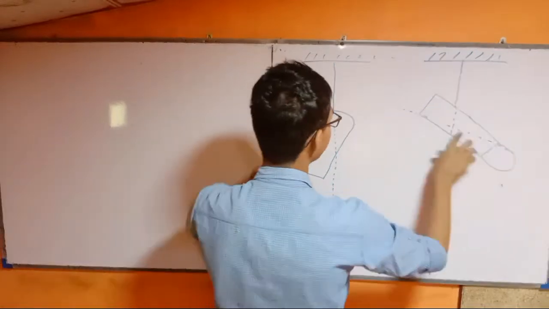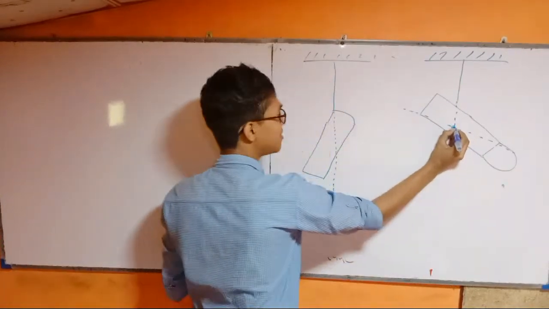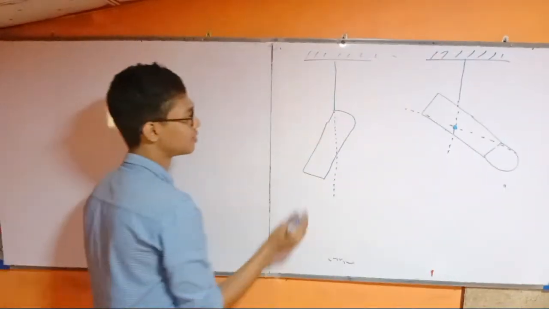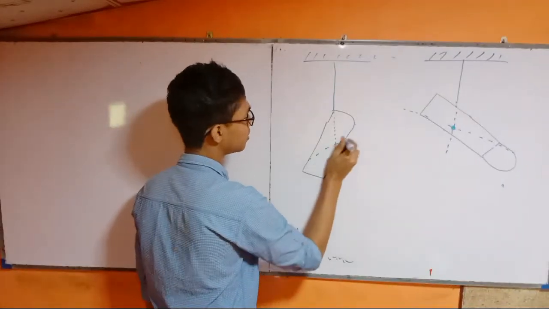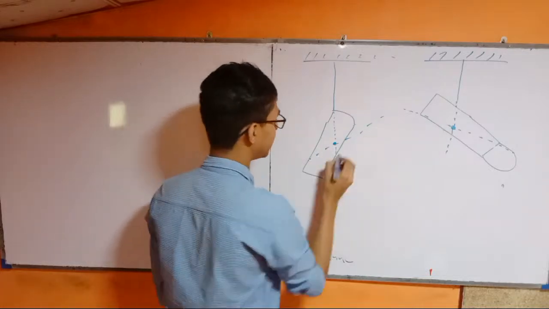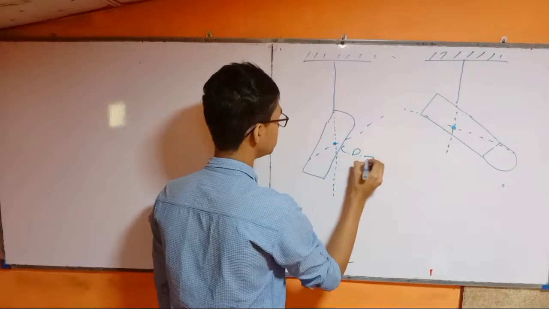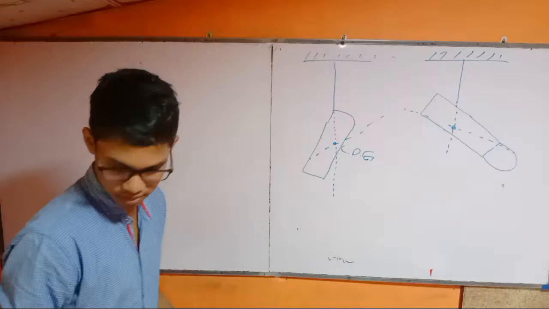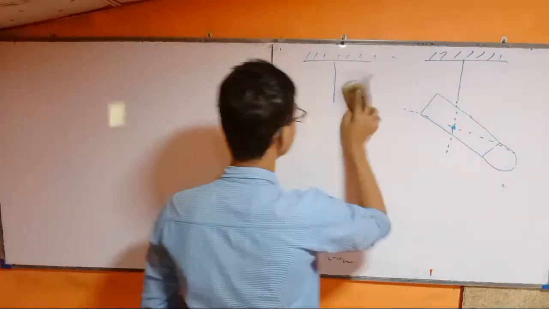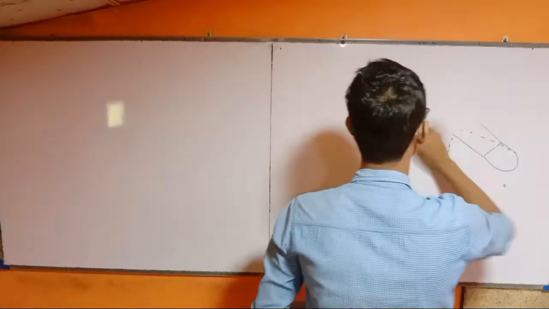Something like this. The place where they meet is the center of gravity. There are MCQs from this. The place where they meet, this line and this line I am combining, this is the center of gravity, COG. That's how you find the center of gravity.